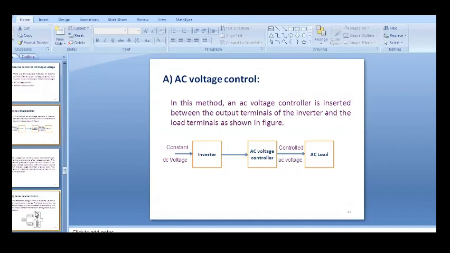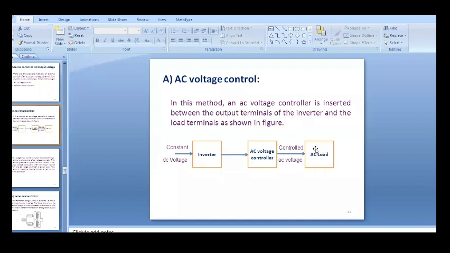See, in the AC voltage control method, an AC voltage controller is inserted between the output terminal of the inverter and the load terminal, as identified in the circuit. If we apply a constant DC voltage to the inverter and an AC voltage regulator is incorporated, you get the controlled AC voltage as required for your variable load on the load side. So we get a controllable output from the inverter.